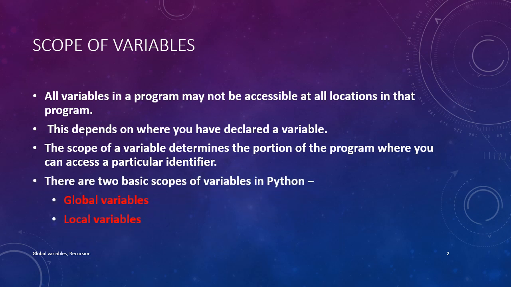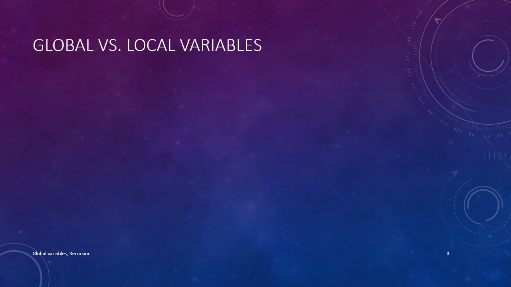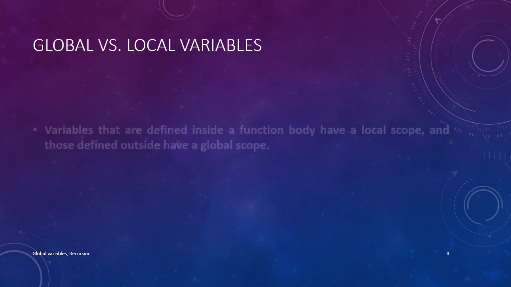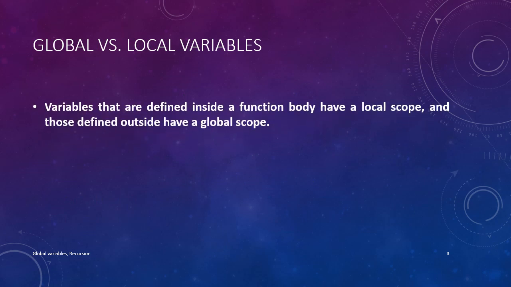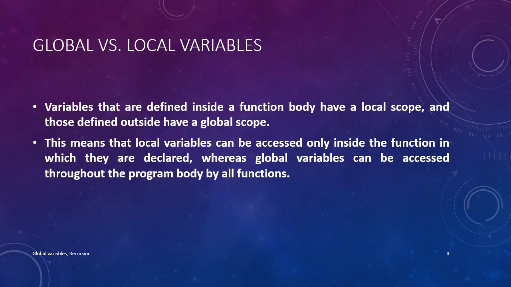There are two basic scopes of variables in Python, global variables and local variables. Variables that are defined inside a function have a local scope and those defined outside have a global scope. So those variables that are defined inside a function are called local variables and those defined outside the function are called global variables.